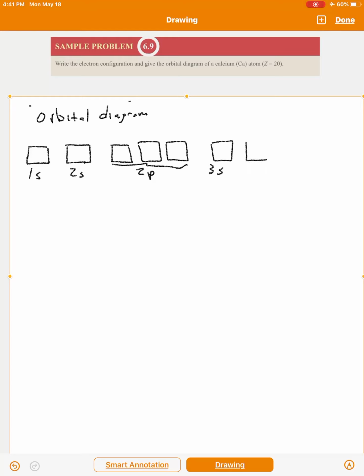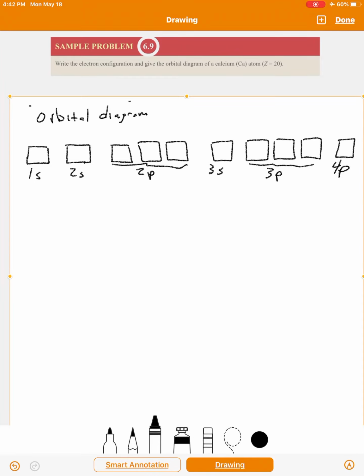3s, 3p, degenerate, 4s. Luckily, I didn't have to go any further than 4s. Didn't have to go any further. We're going to run out of room, right? Okay, Z equals 20. So that's the orbital diagram.